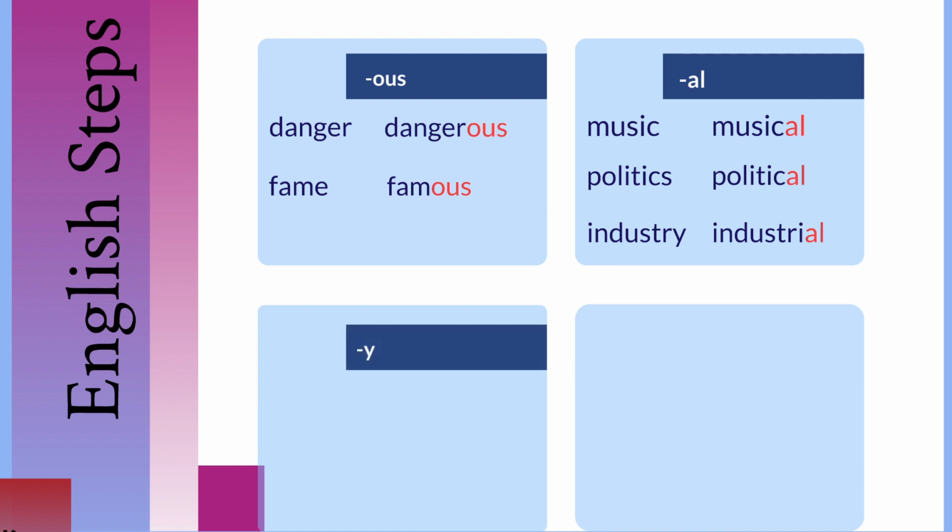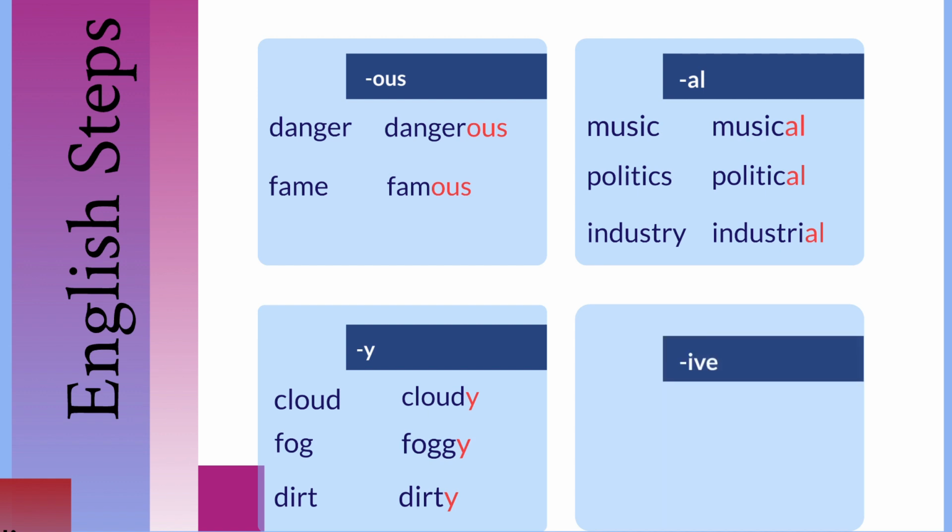The suffix Y, for example, cloud becomes cloudy. Fog becomes foggy. Dirt becomes dirty. The suffix IVE is also used to make adjectives. For example, the verb attract becomes an adjective by adding this suffix, and it becomes attractive. Another example, create becomes creative.